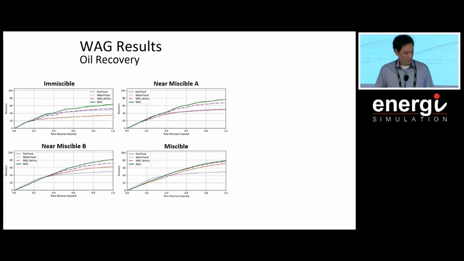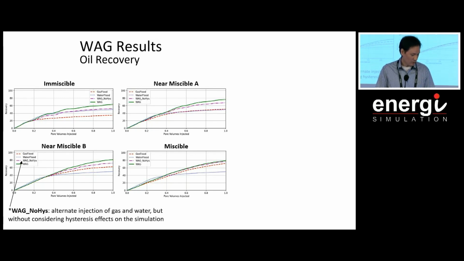And in here, I'm showing you some oil recoveries in our simulations for all 4 fluids and for 4 different scenarios. So in red, you have the gas flood, so it's 1 pore volume of just CO2. And then in blue, you have the water flood. And you can see the colors in there. So the dotted blue line is the water flood, and the dash-dot purple line is what I'm calling WAG, no hysteresis. We're injecting water and gas, but the hysteresis model is switched off. And finally, the solid green line is the WAG results.